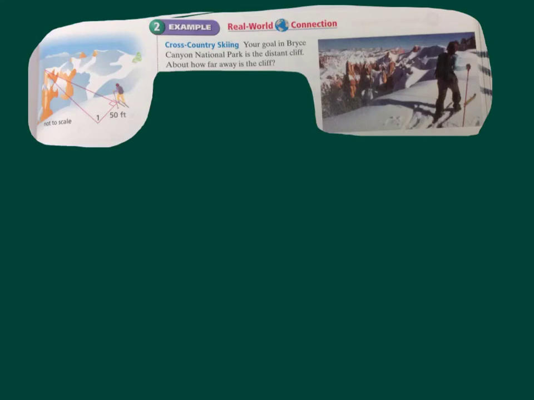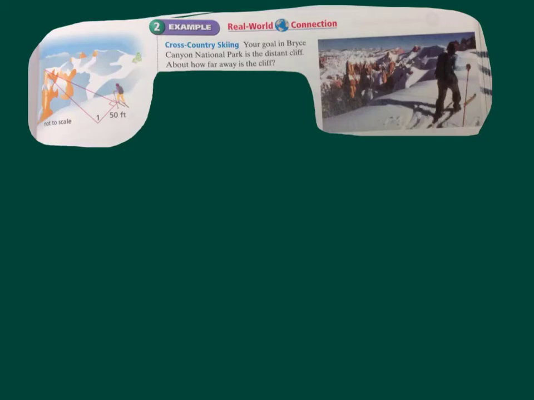Now let's look at example 2. Let's say that you're skiing in Bryce Canyon National Park and you see a distant cliff far away. You want to try to figure out how far away is the cliff. By the way, Bryce Canyon National Park is in Utah. Of course you can't measure the distance to the distant cliff. But what you can do is form a giant triangle, as in the drawing at the left, and you can measure 50 feet at a right angle.